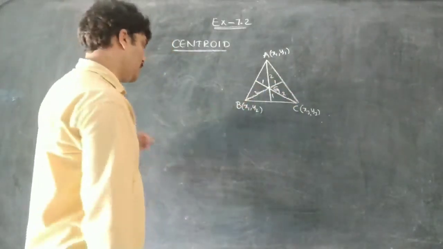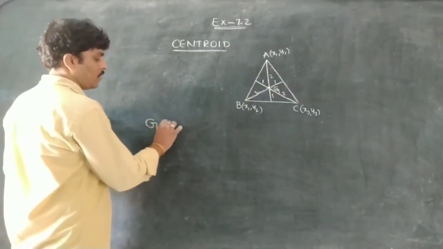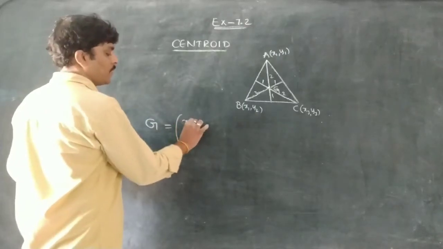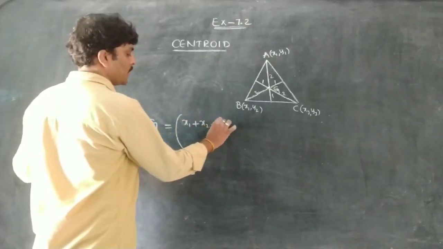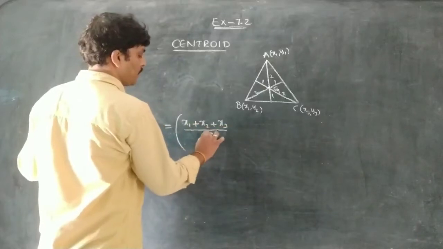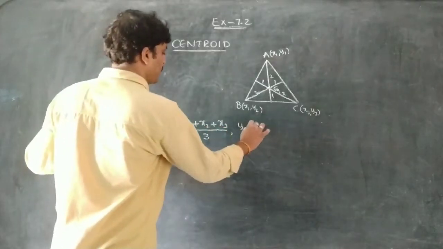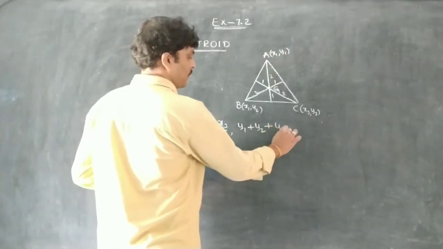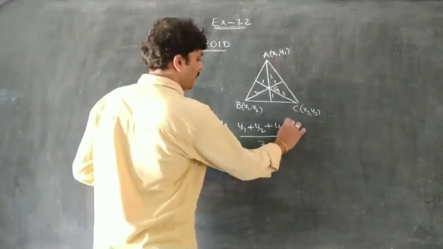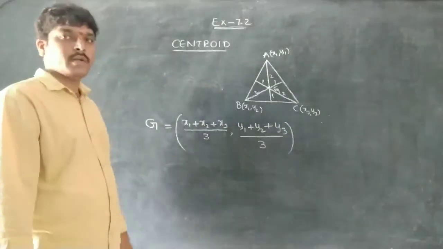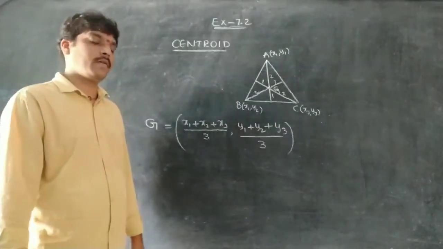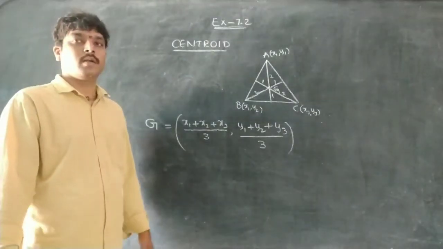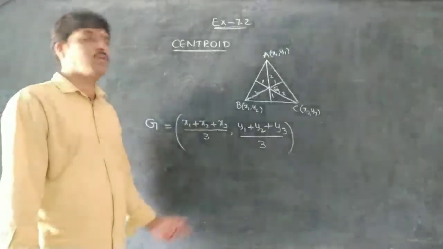Okay, now centroid G is equal to x1 plus x2 plus x3 by 3, y1 plus y2 plus y3 by 3. Centroid formula: x1 plus x2 plus x3 by 3, y1 plus y2 plus y3 by 3. With the help of this formula, we will do 1-2 sums.